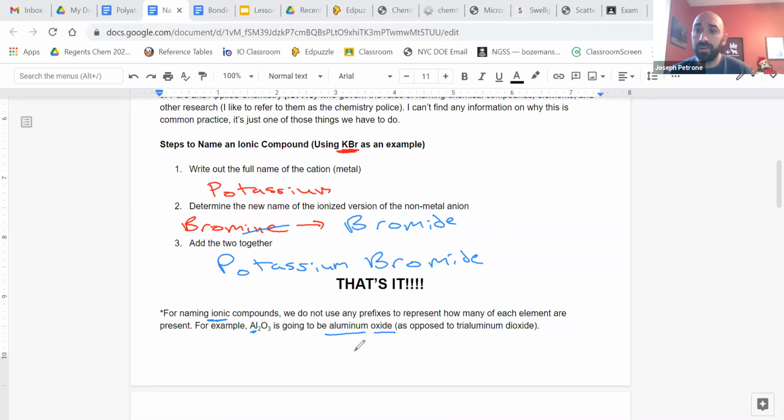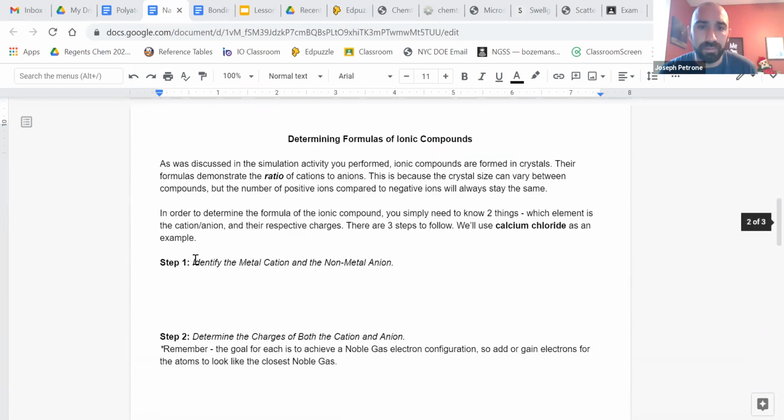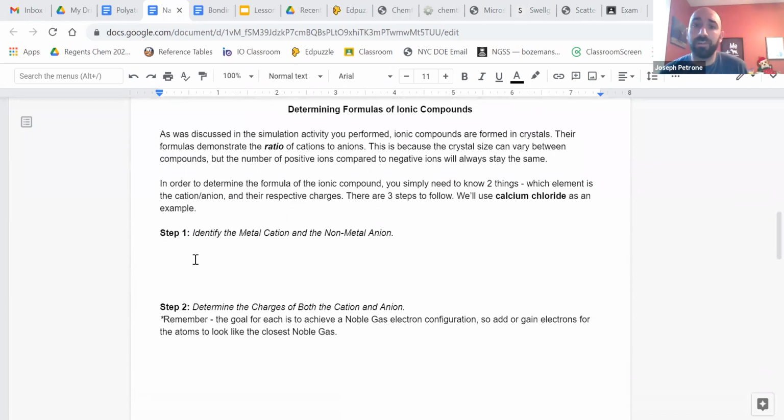Now we're going to just take a minute and go through how we determine the formula based on the name. So we're kind of just flipping it around. So I'm just going to scroll down, clear this. Okay. So now we're going to look at determining the formulas of ionic compounds. As you also saw in that little simulation, ionic compounds are formed in crystals, and their formulas demonstrate the ratio of cations to anions.